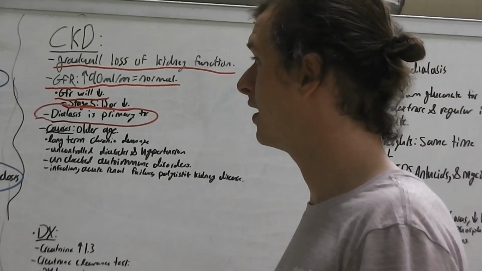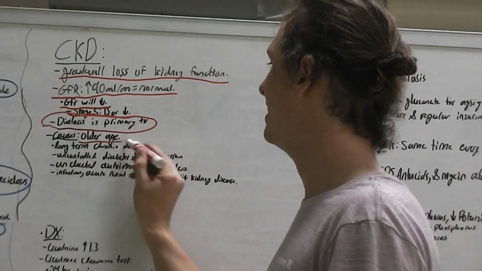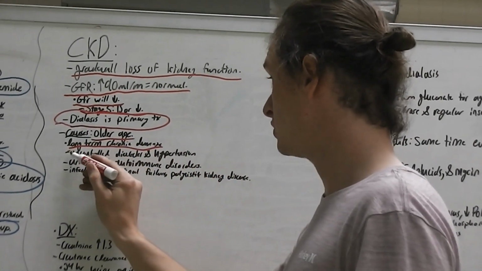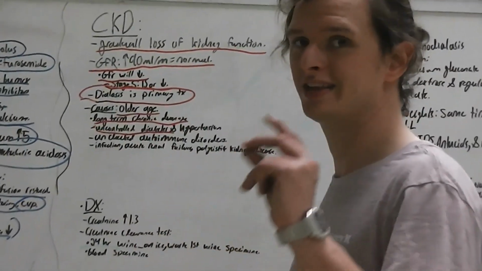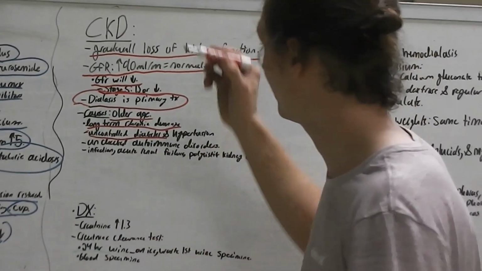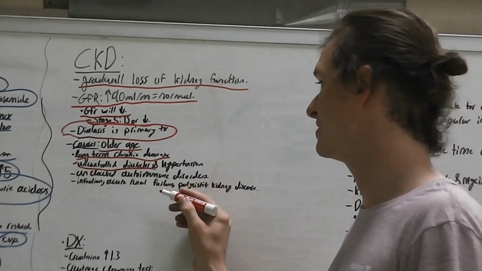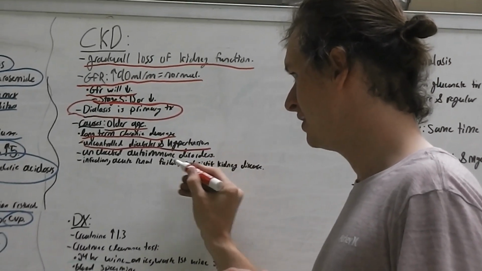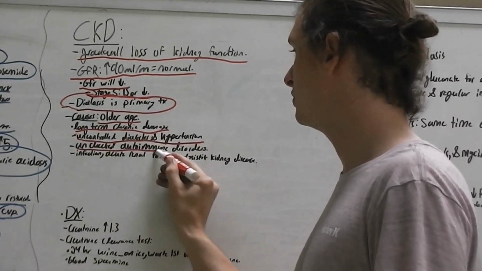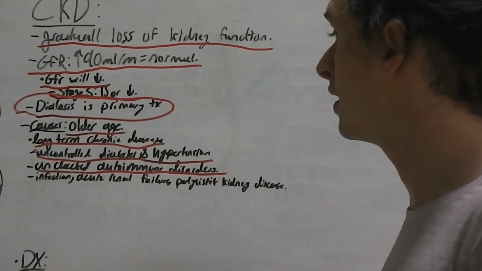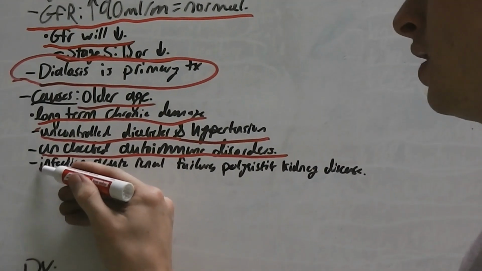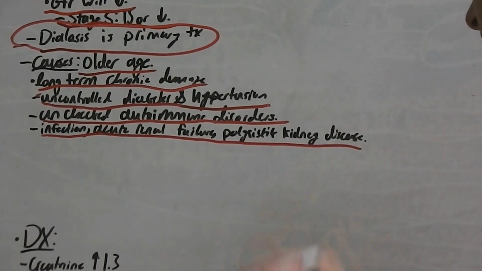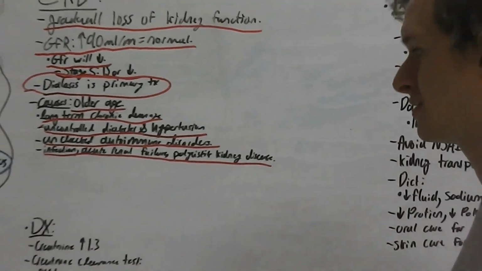Now, causes for chronic kidney disease can be older age, long-term chronic damage from uncontrolled diabetes, and in the PowerPoint she said that was 50% of the cases of chronic kidney disease from uncontrolled diabetes. We could also get it from hypertension. We can also get it from unchecked autoimmune disorders. So if you got lupus, you're at risk for chronic kidney disease. Infection, acute renal failure, polycystic kidney disease is something Simple Nursing said, I don't know.